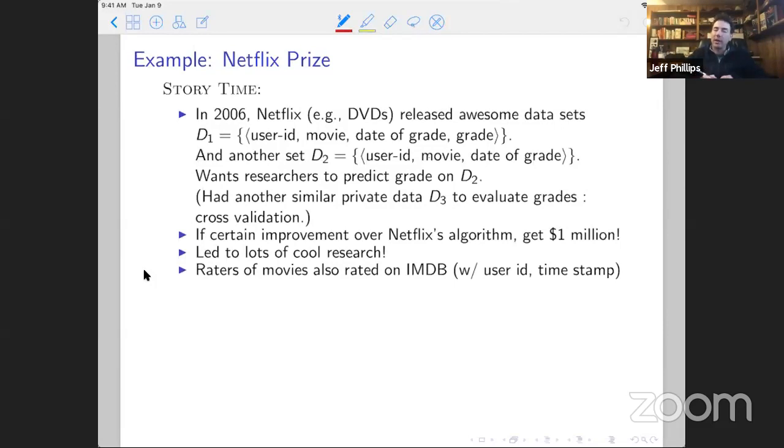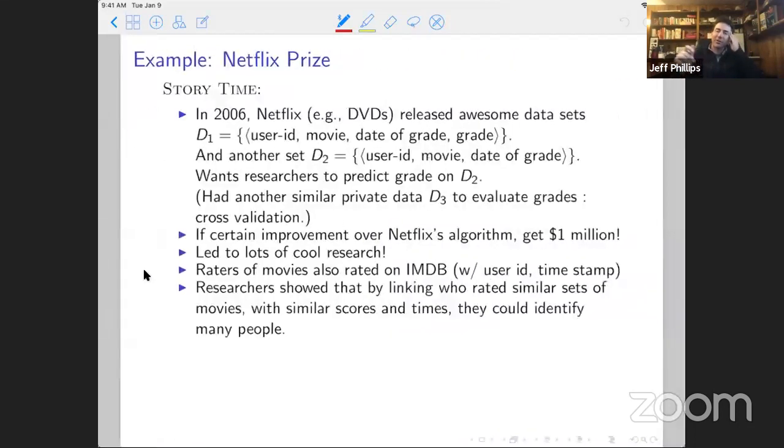And so people rated these movies, and they had a timestamp on when they did the rating of the movie. Okay, and this timestamp turned out to be important. Since no two similar people rated movies at about the same time, because you probably rate it pretty soon after you watch it, they could actually identify a large number of the users in the Netflix challenge.